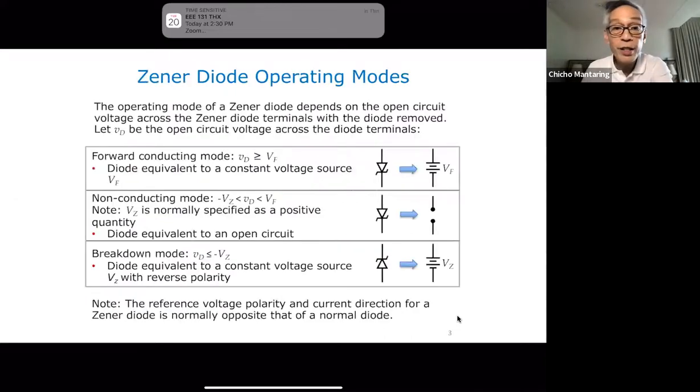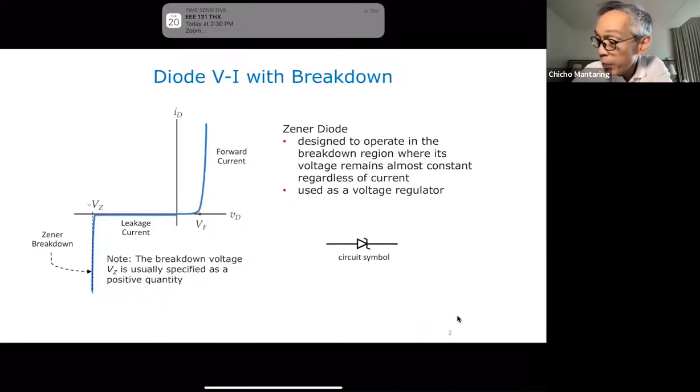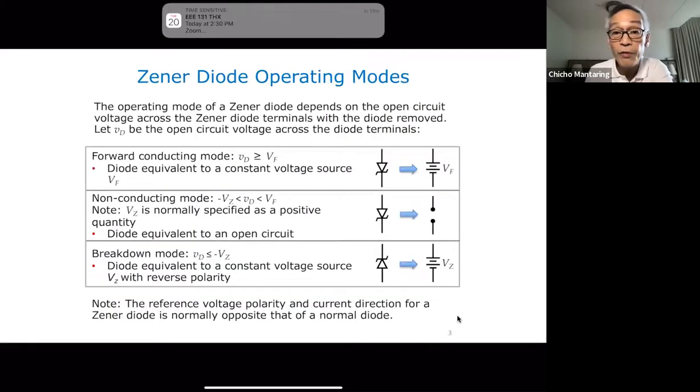And so your Zener diode actually has three modes of operation. It can operate here in the forward mode, where the voltage across it is approximately equal to V sub F. It can be non-conducting, so it's non-conducting from this point to this point. So the current is approximately equal to 0. And then it can be operating in the Zener mode. So those are the three modes of operation.